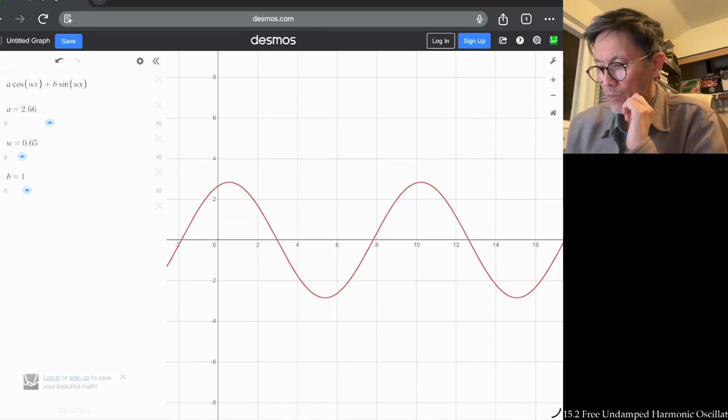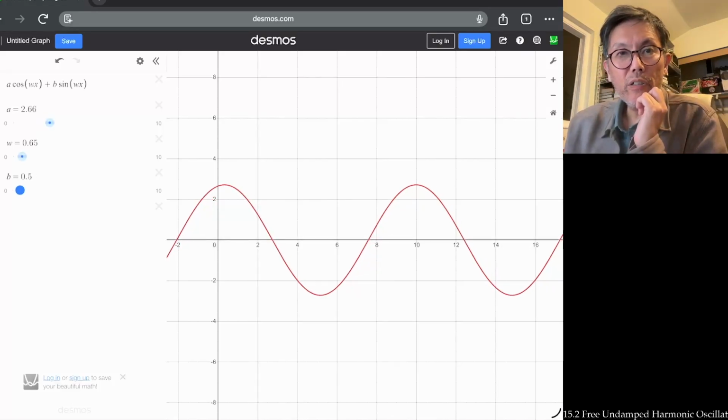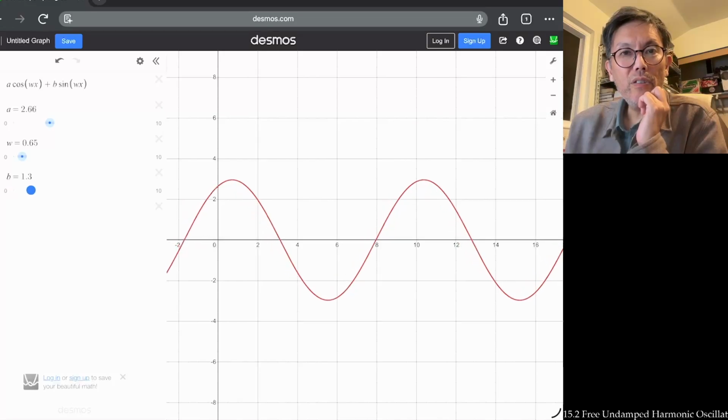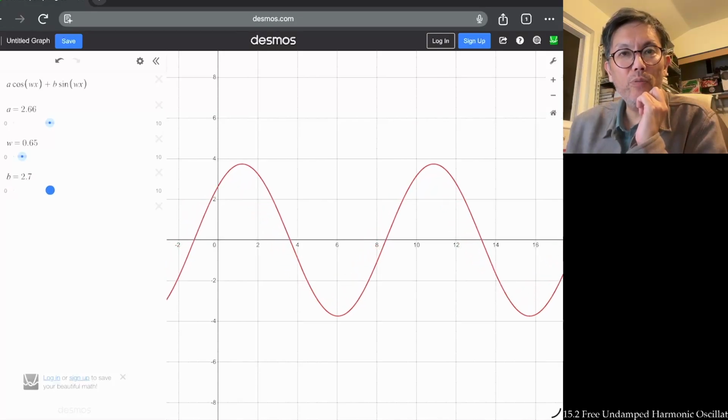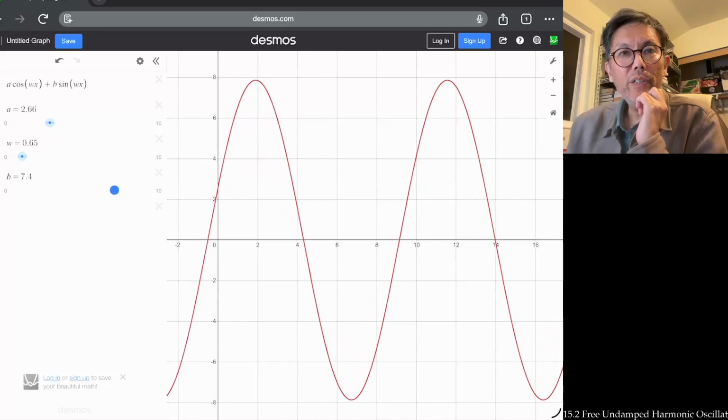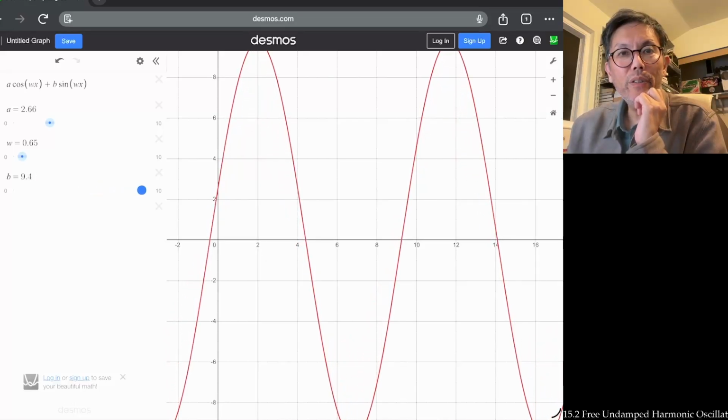What about if I mess around with B? So here I'll make B smaller. You see that horizontal movement again. And then of course as I increase B, we get this increasing amplitude.